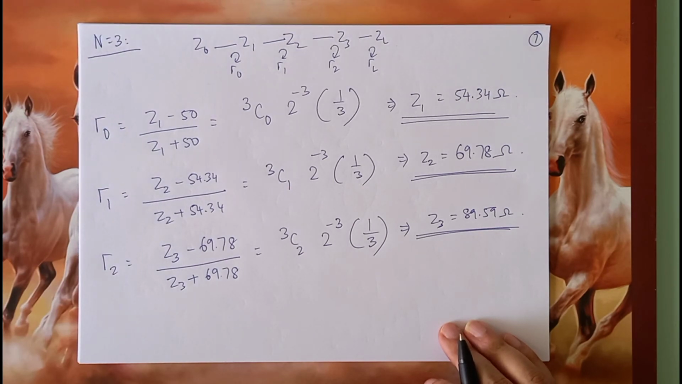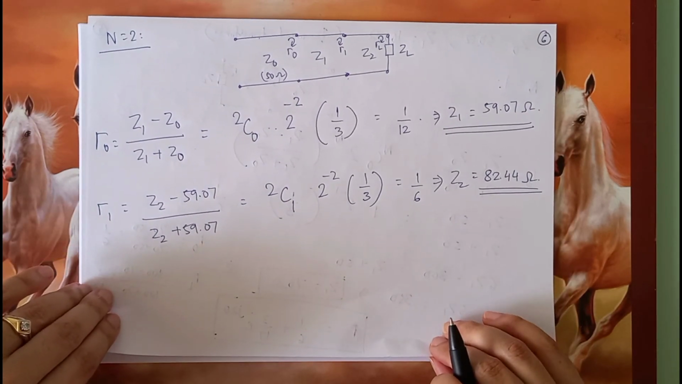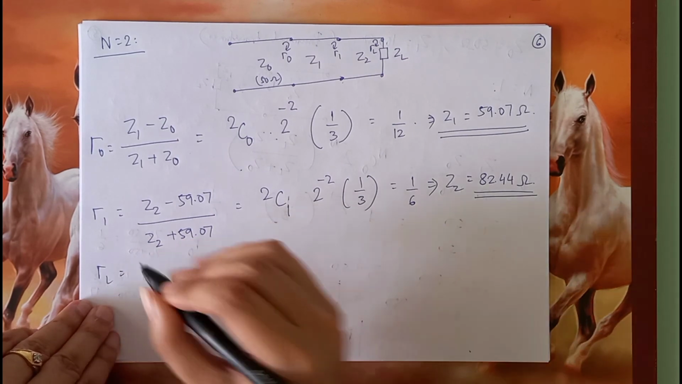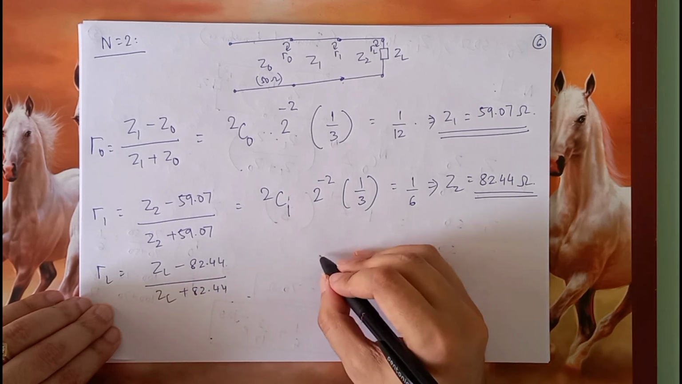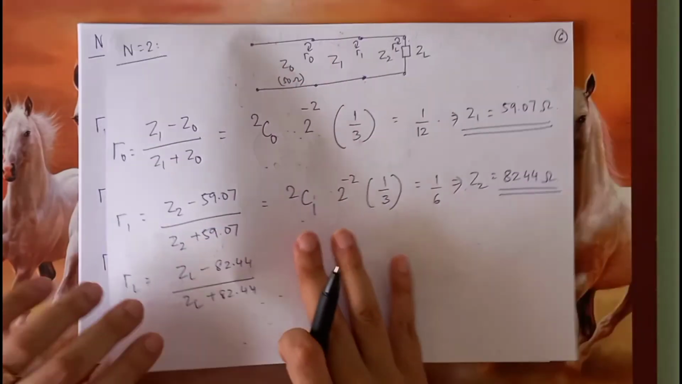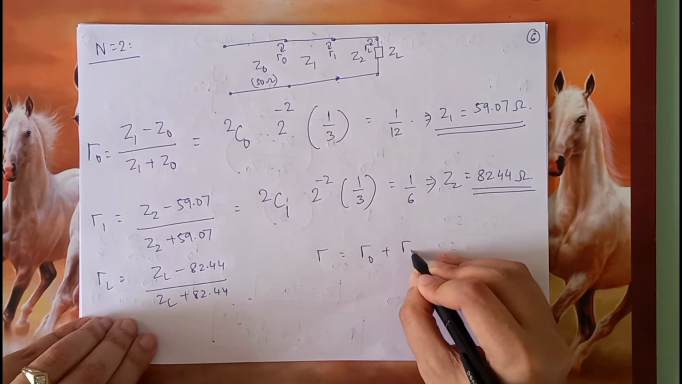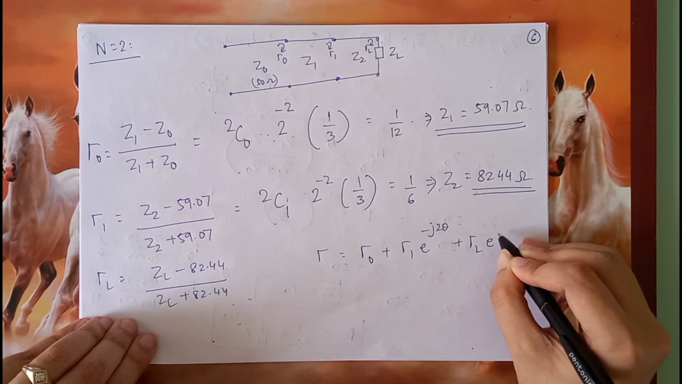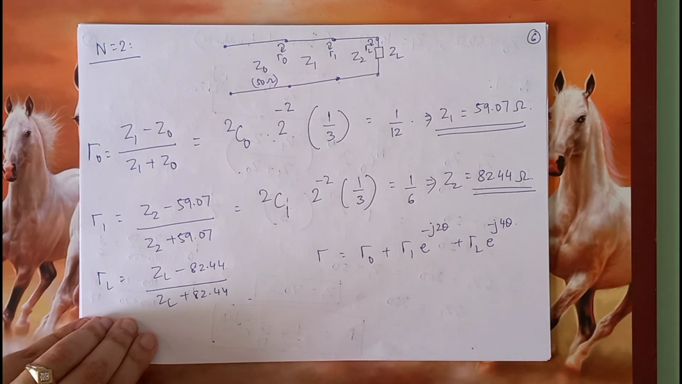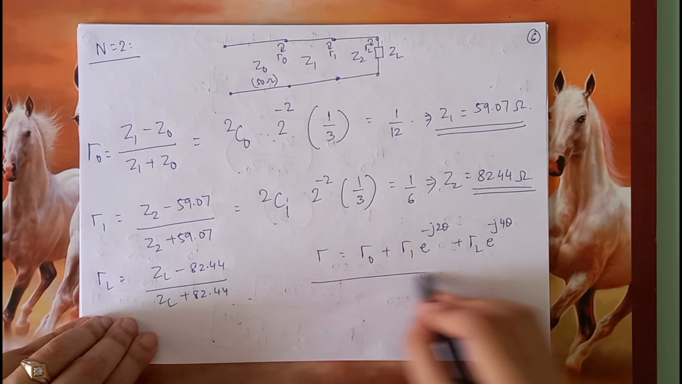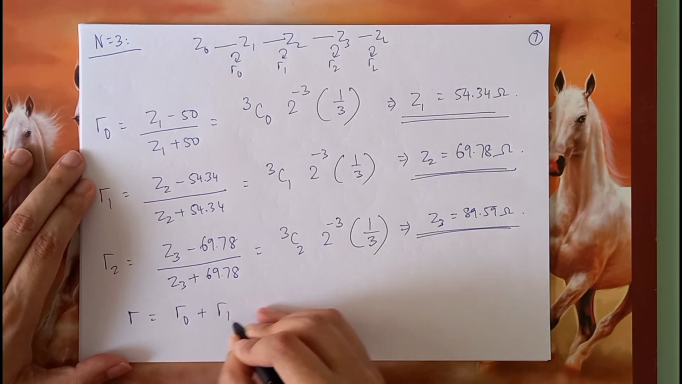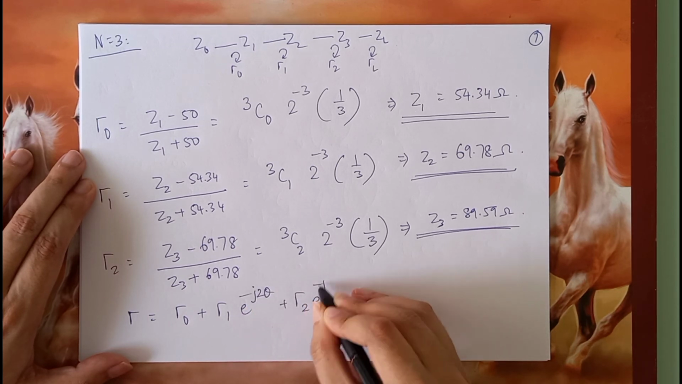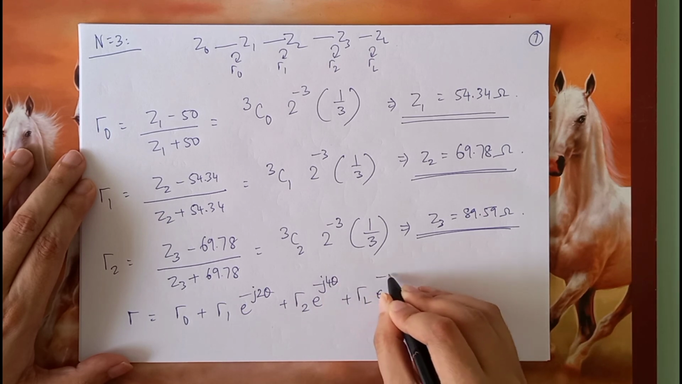So now if we want to plot the gamma, you can actually calculate each of these impedances. So you can calculate gamma 0, gamma 1 and gamma L, in this case for 2 also, that is ZL minus 82.44 divided by ZL plus 82.44. So then in that case the net gamma will be something like this: gamma 0 plus gamma 1 e raised to minus j2 theta plus gamma L e raised to minus j4 theta. Now the values of gamma 0, gamma 1 and gamma L will not be the same. So whatever it is, you can find out for yourself. Likewise, over here we will have the net gamma as gamma 0 plus gamma 1 e raised to minus j2 theta plus gamma 2 e raised to minus j4 theta plus gamma L e raised to minus j6 theta.